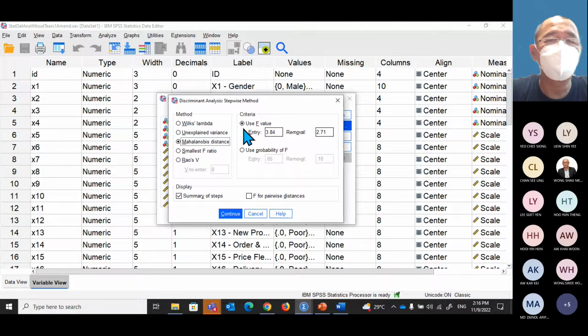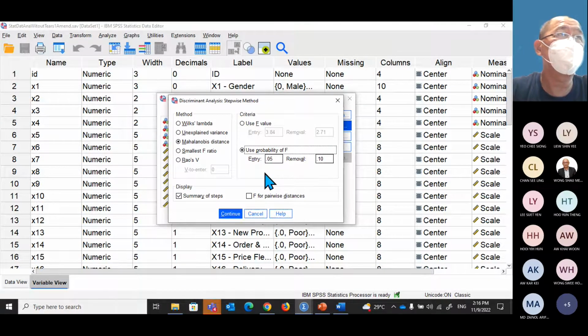This is correct, but not too easy for us to remember, because this is the critical value. Therefore it's better to use the p value. Meaning that let's say 0.05, the F 0.05 we should include. It's similar to what we discussed previously under multiple linear regression. But more than 0.1 we should remove.